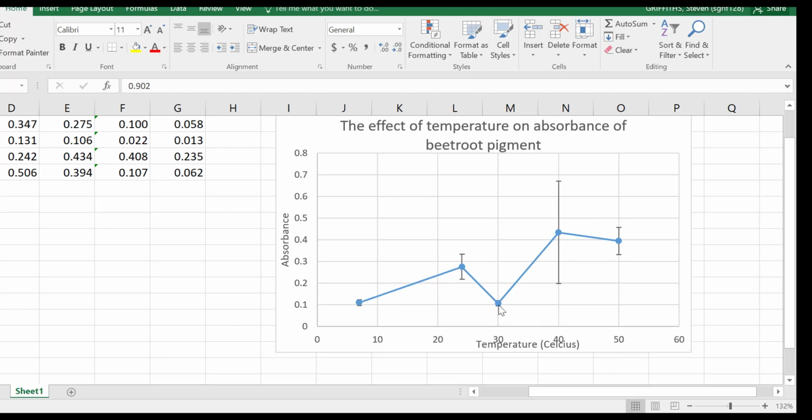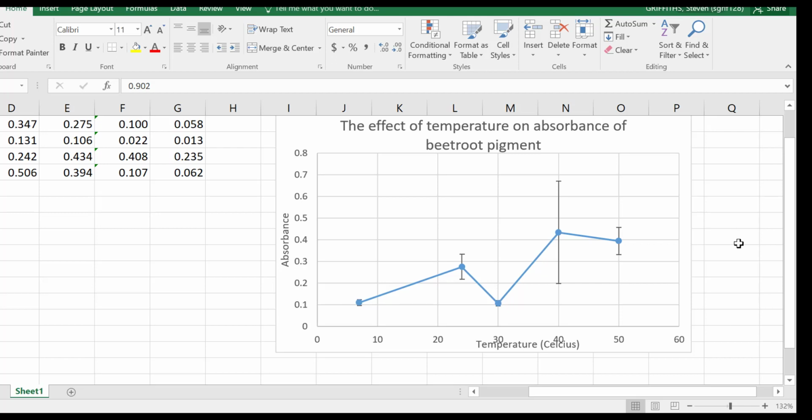Now, the other thing we can say here is this data point is really low, lower than we expected. All of the trials had very similar data, but they were all lower than expected. So this means there must have been some sort of systematic error, an error that was repeated for every trial. Because it's low, we need to think about what sort of errors could lead to decreased absorbance. Not having the beetroot in the water for long enough, or having the temperature lower than the expected 30 degrees would have reduced absorbance.